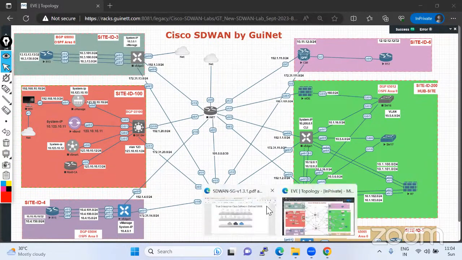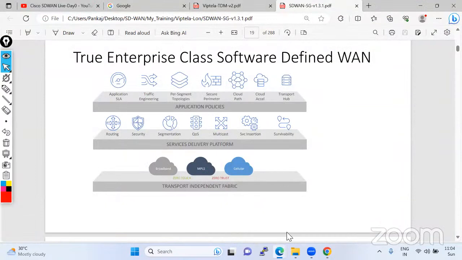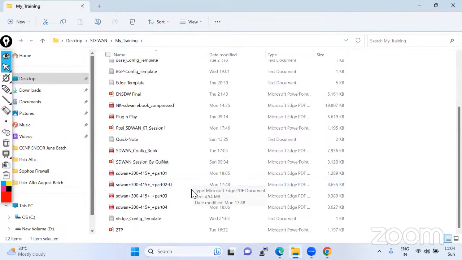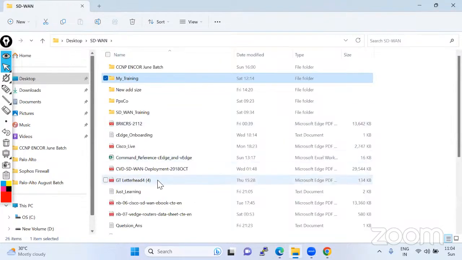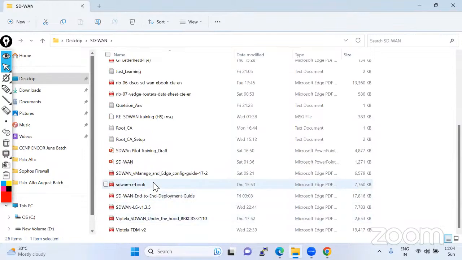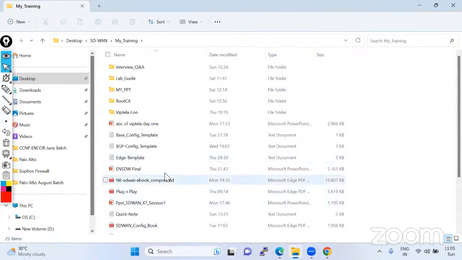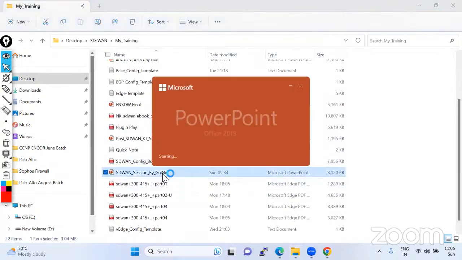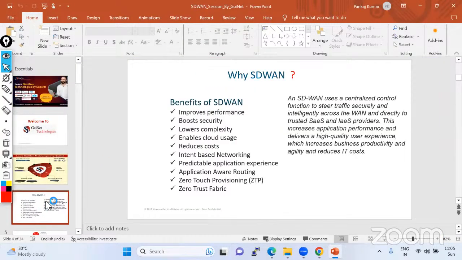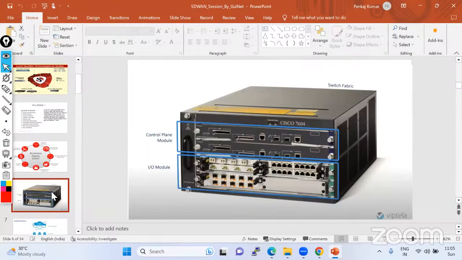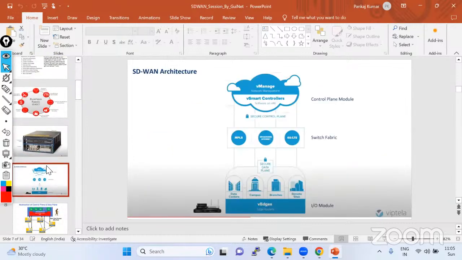So let's first focus on the theoretical part where we discussed a lot of things yesterday. We discussed the control plane, the data plane, and the switch fabric. We discussed how SD-WAN came into the picture compared to the legacy WAN, and the different benefits. We did a comparative analysis of SD-WAN and legacy WAN. We also understood why we need an SD-WAN solution, and we discussed the closed box architecture and the open box architecture. So we are going to move forward.